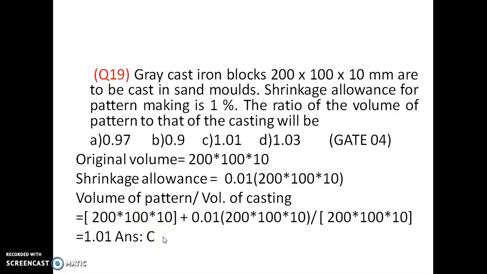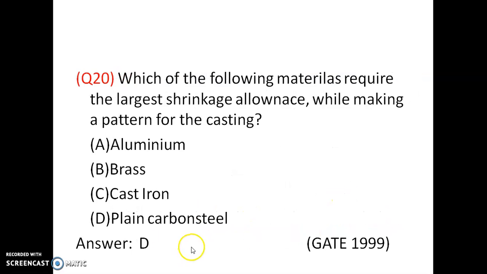So option C is correct, 1.01. This is the ratio of volume of pattern to that of casting. The volume of pattern is the original volume plus 1% of the original volume, divided by the original volume. This is equal to 1.01.